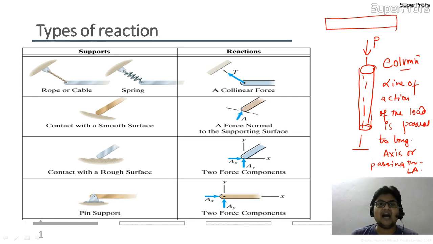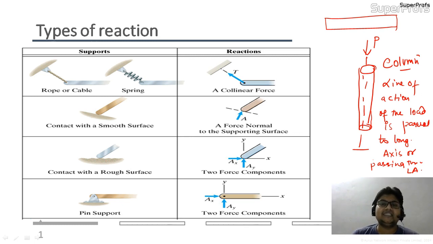When a transverse load is acting on this bar, the bar will behave as a beam. And whenever a compressive load is acting, it will behave as a column. So now, in this slide, we will be talking about the types of reaction.